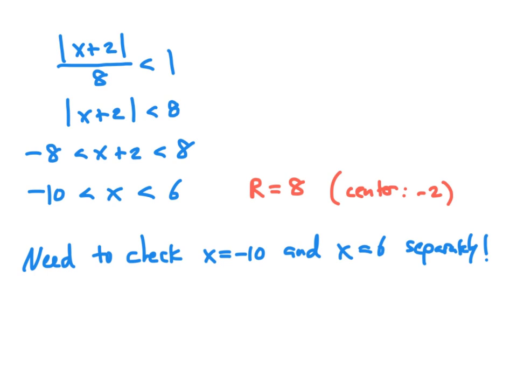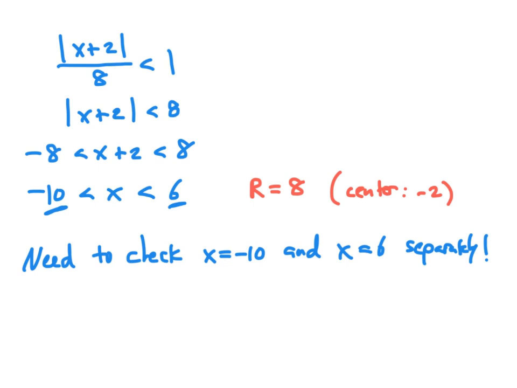Remember that the center of our power series is equal to negative 2, and therefore our radius of convergence will be the distance from that center to either of the two endpoints, either positive 6 or negative 10. And notice that negative 2 is 8 units from both of those endpoints, and so we get a radius of convergence equal to 8. We also know the interval of convergence is going to be from negative 10 to 6.